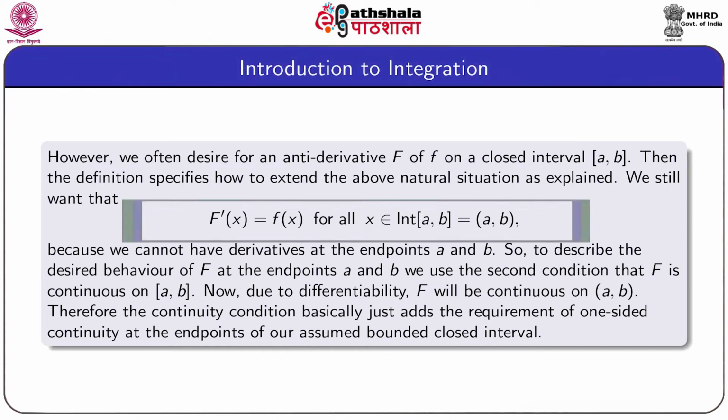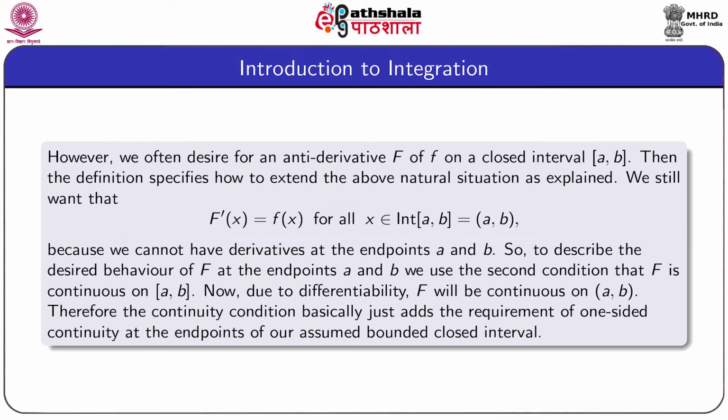We still want that for every x in the open interval AB, capital F dash x equals f x. We note that the interior of the bounded closed interval AB is the open interval AB, because we cannot have derivatives at the endpoints A and B. So, to describe the desired behavior of capital F at the endpoints A and B, we use the second condition that capital F is continuous on the bounded closed interval AB.